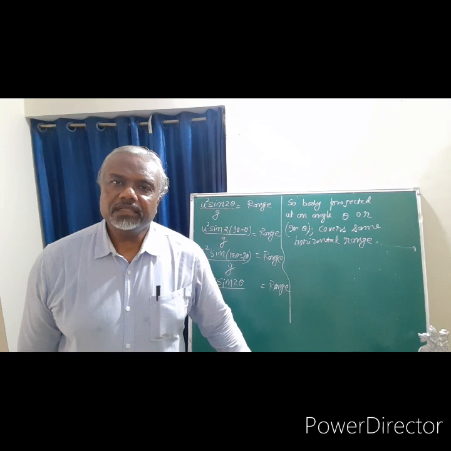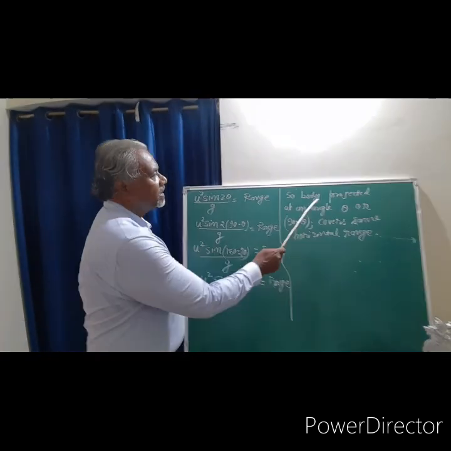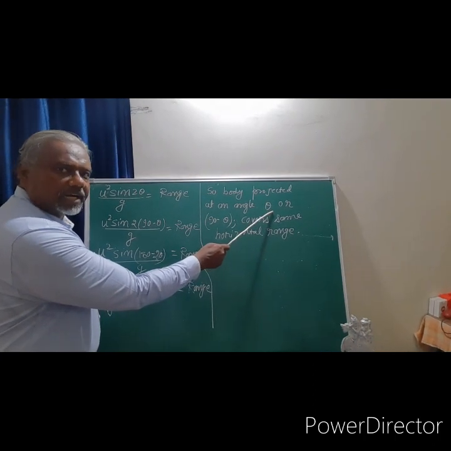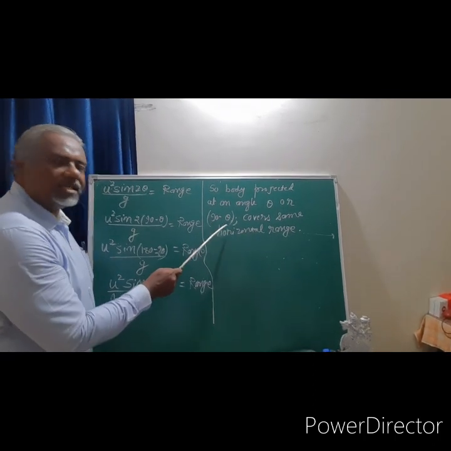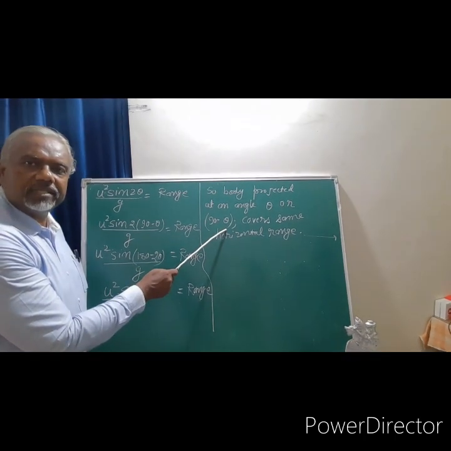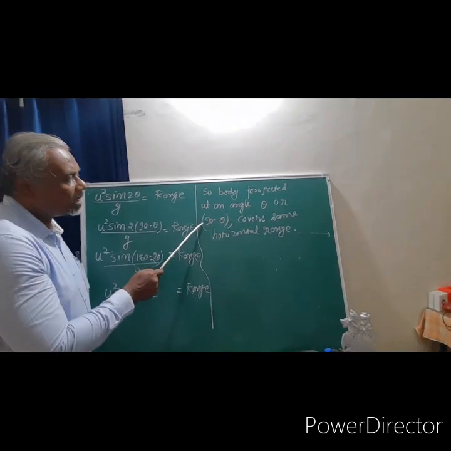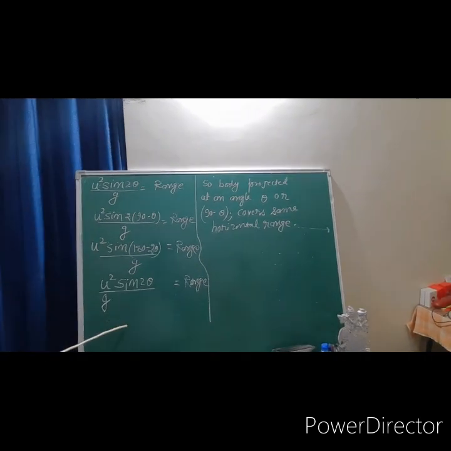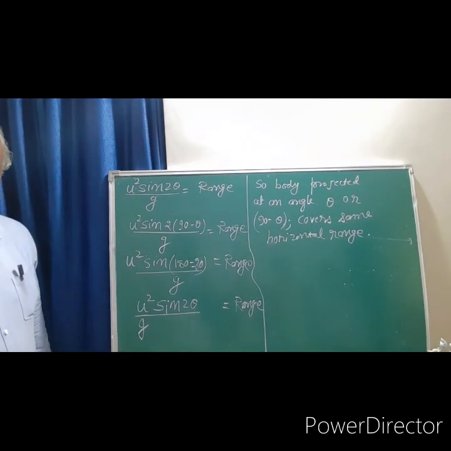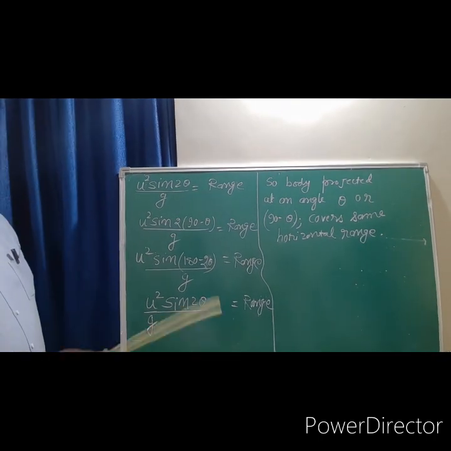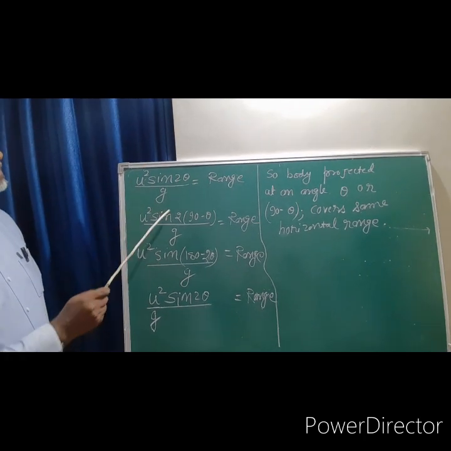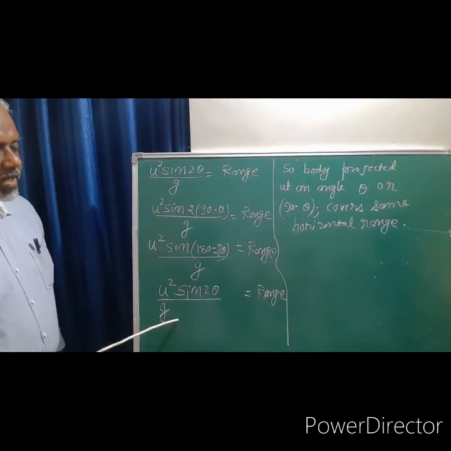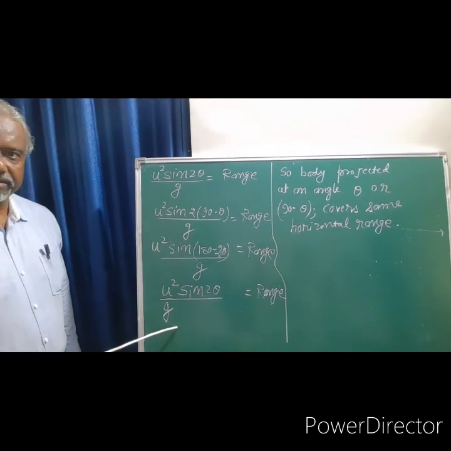And mathematically, this can be written like this. A body projected at an angle theta, 30 degrees, or 90 minus theta, 90 minus 30, 60 degrees, covers the same horizontal range. Mathematically, this has been proved here. I will not explain. For angle theta, you have this expression. For angle 90 minus theta, again you have the same expression.